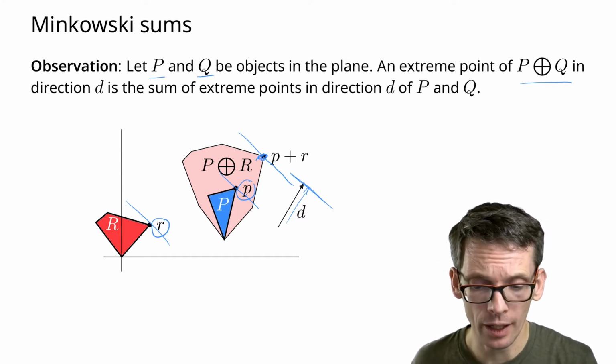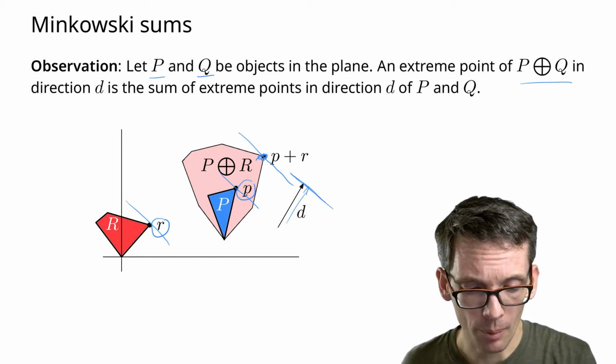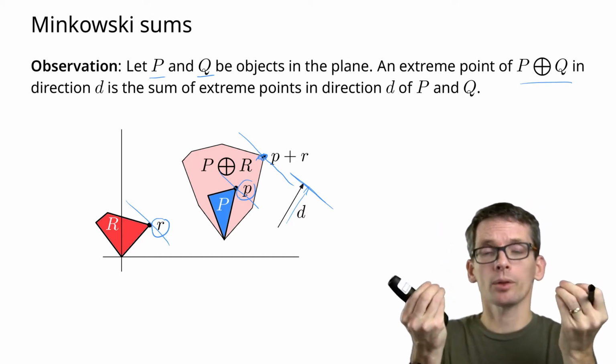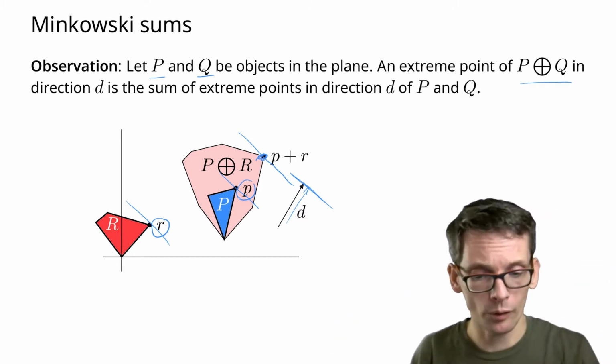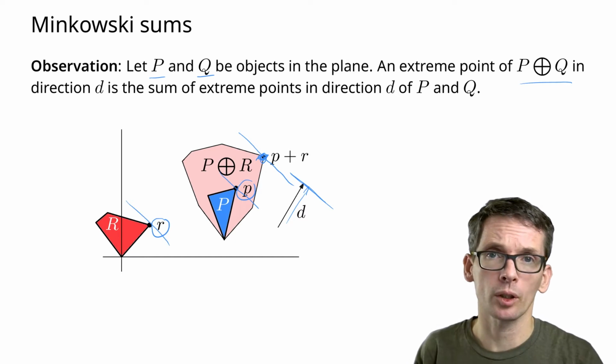And why is that the case? I mean, firstly, R plus P, obviously, because R is in R and P is in P, the sum is part of the Minkowski sum. So I know that this point is in the Minkowski sum.